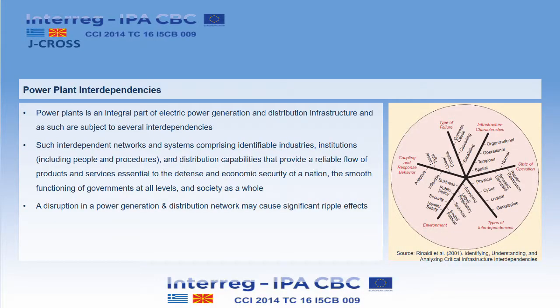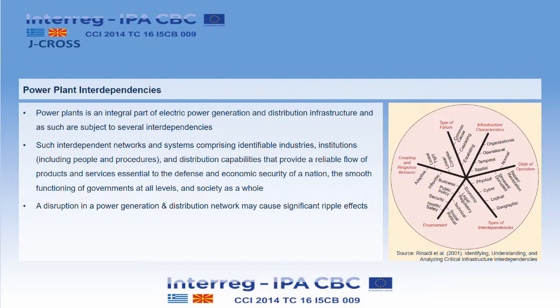Power plants are an integral part of electric power generation and distribution infrastructure and as such are subject to several interdependencies. Such interdependent networks and systems comprise identifiable industries, institutions, including people and procedures, and distribution capabilities that provide a reliable flow of products and services essential to the defense and economic security of a nation, the smooth functioning of governments at all levels, and society as a whole.